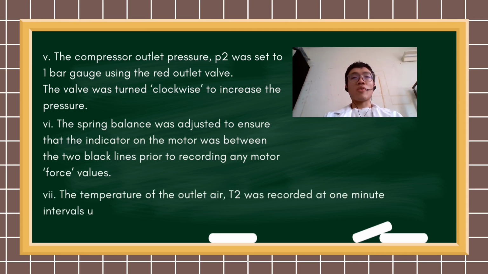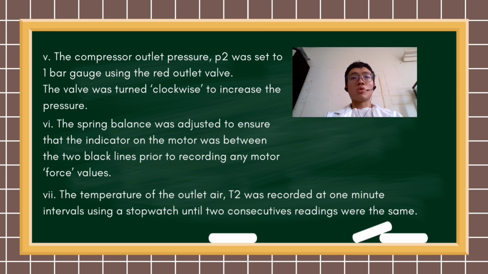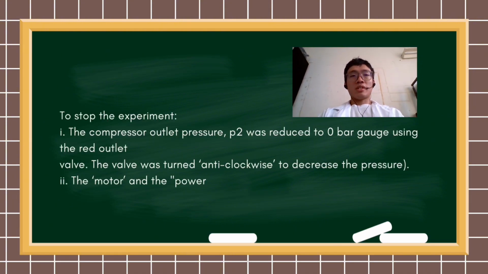The temperature of the outlet air T2 was recorded at 1 minute intervals using the stopwatch, until two consecutive readings were the same. Before we stop the experiment, the compressor outlet pressure P2 was reduced to 0 bar gauge using the red outlet valve. The valve was turned anticlockwise to decrease the pressure, and the motor and power were switched off.